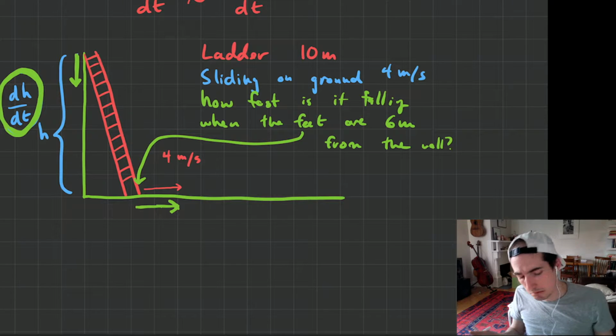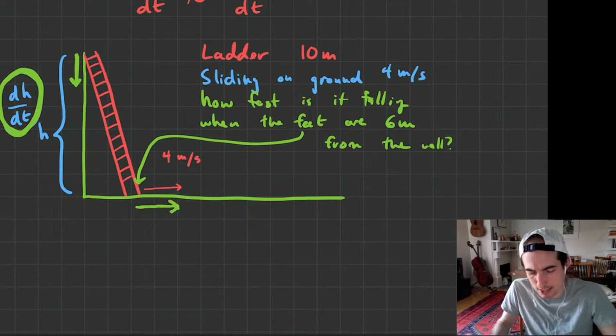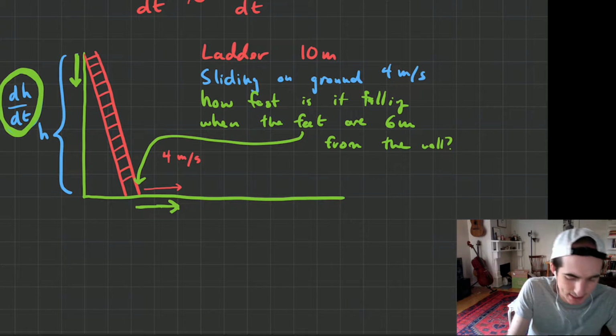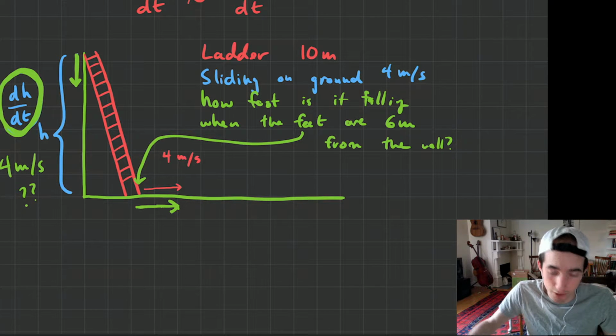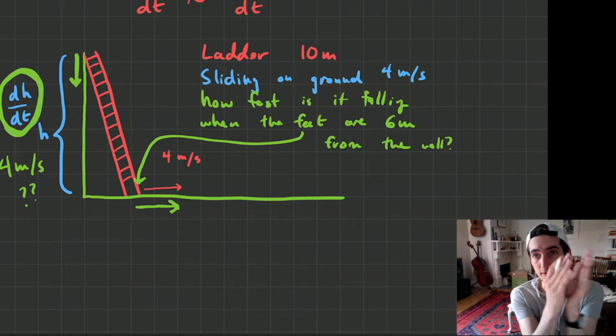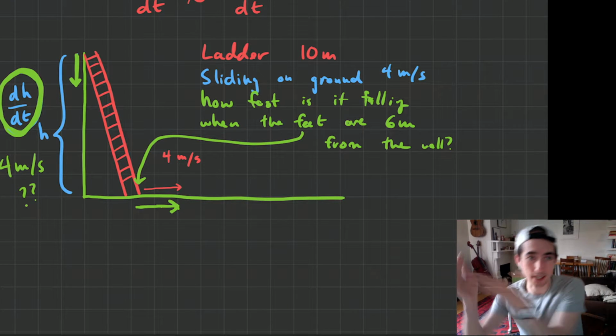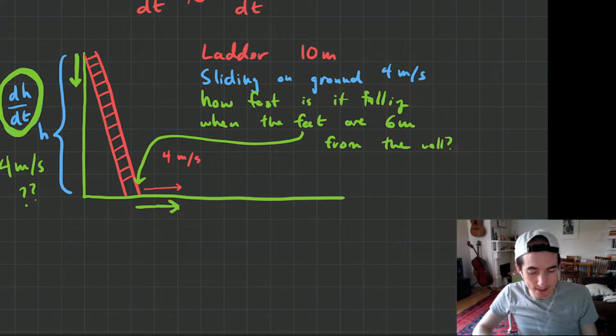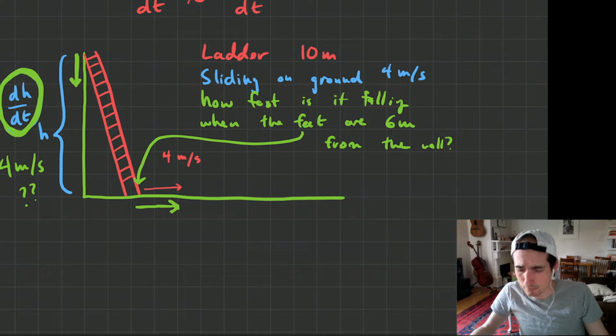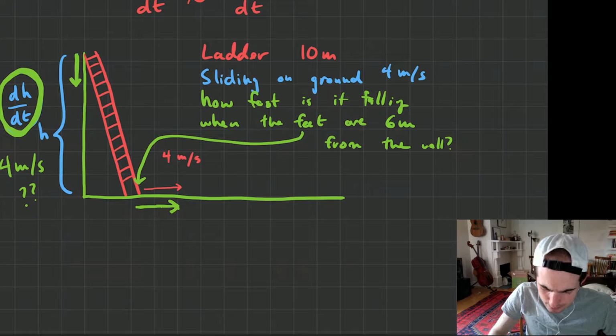Are they the same? I don't know. Do you think that they're exactly the same, or is this just 4 meters per second? That could be the first number that you think of. Well, if it's sliding on the ground at 4 meters per second, then is it falling down at 4 meters per second? I don't know. So let's think of just a few facts here.